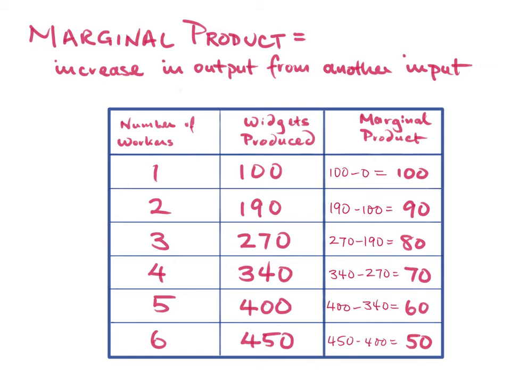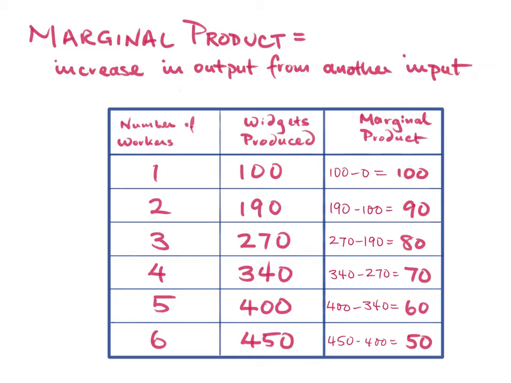With no workers, the firm produces nothing. So the first worker increases the total product at the firm to 100 widgets. So with this worker, output has increased by 100 widgets. The second worker causes output to go from 100 to 190 widgets. So we say that the marginal product of the second worker is 90. The marginal product of the third worker is 80. In other words, the third worker causes output to increase by 80, from 190 to 270.